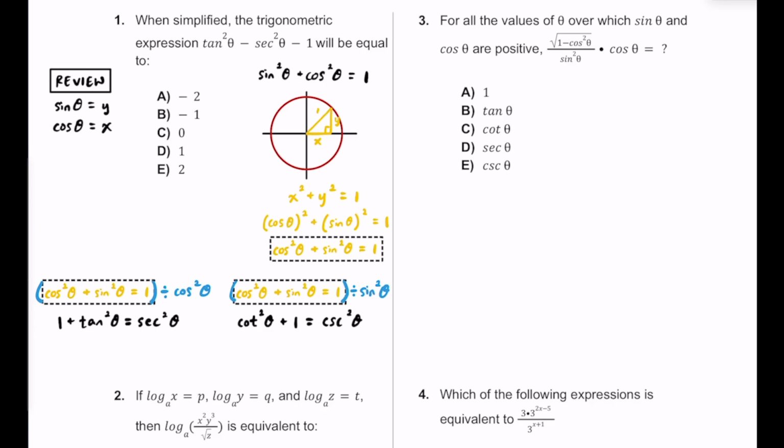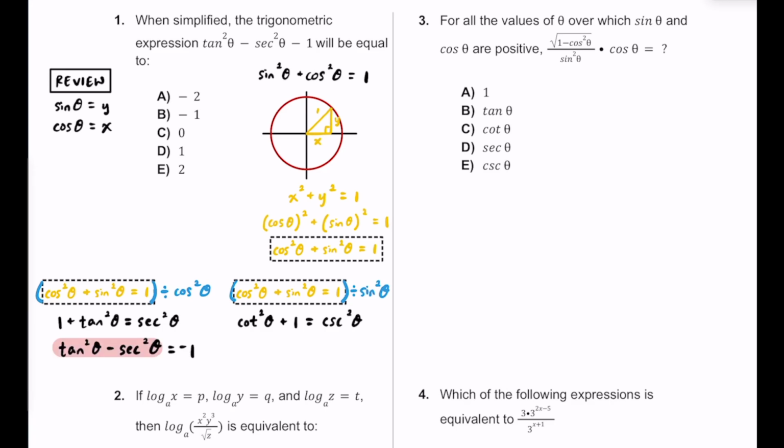Now notice in this particular expression, we have tangent squared of theta minus secant squared of theta, so let's rearrange this Pythagorean identity over here. If we rewrite this Pythagorean identity and subtract secant squared of theta from both sides and subtract 1 from both sides, we should be able to say that tangent squared of theta minus secant squared of theta is going to be equal to negative 1.